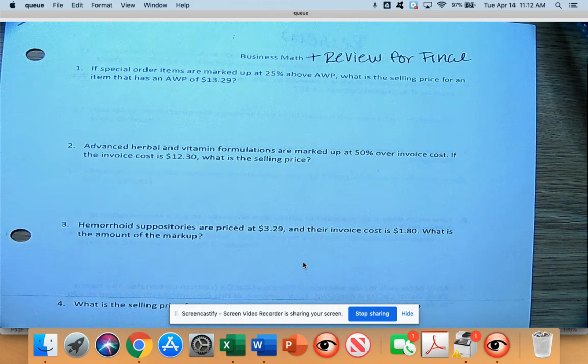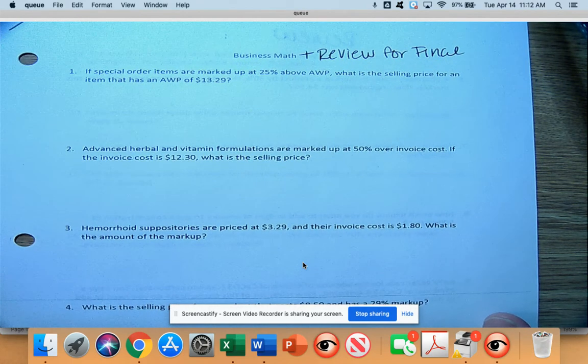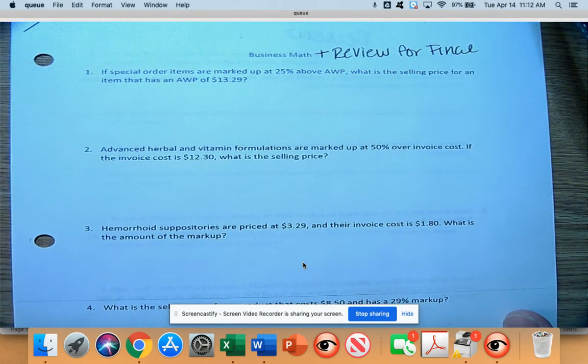All right, guys, I'm going to do a few of these business math problems with you just to make sure you guys are okay with it. It's pretty basic. Most of you probably had to do these kind of calculations before. So this is very simple. You probably will have a couple of these on your national board exam, which is great because they're pretty simple math. Let's look at number one.